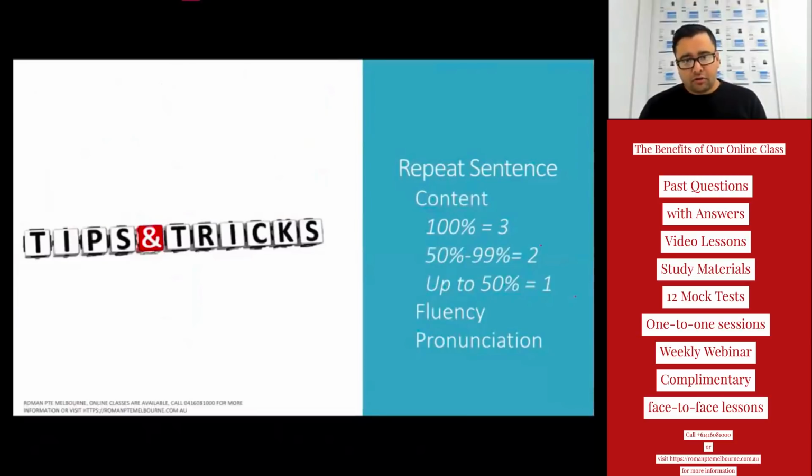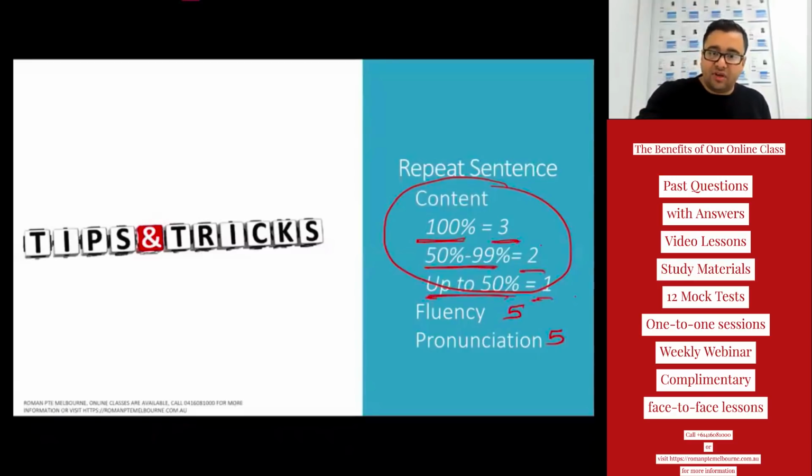But in order to get a high score in this part, you first have to understand how the scoring works here. So how do you get a score for repeat sentence? That's very important for you to understand. Now, fluency and pronunciation, the criteria are the same, and you again get 5 for fluency and 5 for pronunciation. But the more important part is content. Now, if you look at the content, you can see that I've written 100% is equal to 3, 50 to 99% is equal to 2, up to 50% is equal to 1.